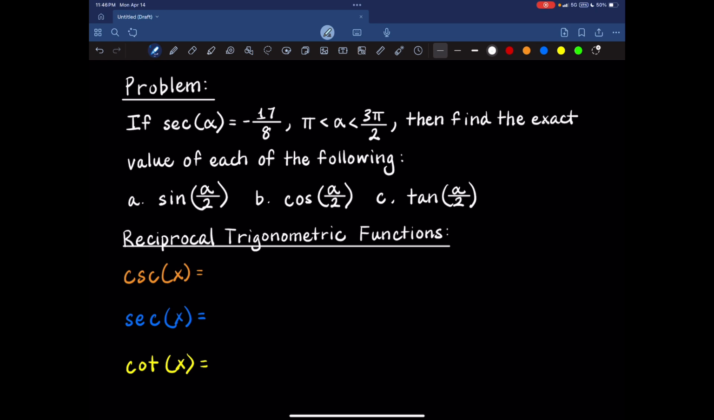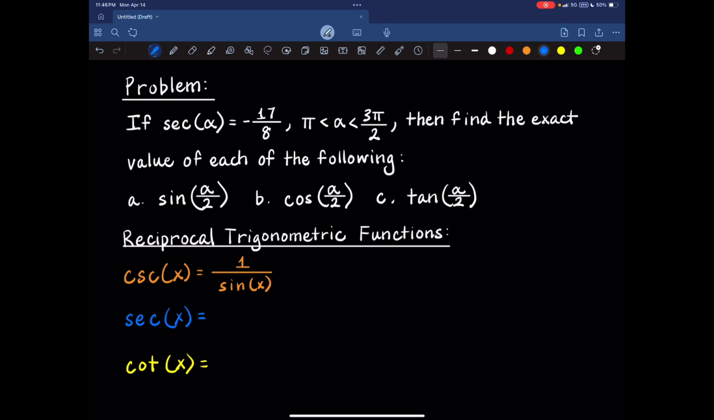So sine of x, cosine of x, and tangent of x all have a reciprocal trigonometric function, respectively known as cosecant of x, secant of x, and cotangent of x. So let's write what they're equal to. So the cosecant of x is equal to 1 over the sine of x. So this is just the reciprocal of sine of x.